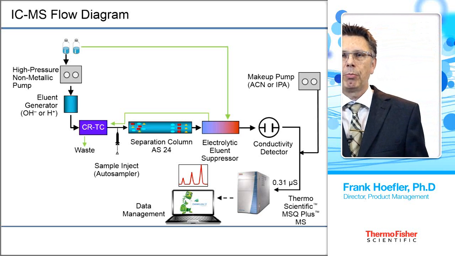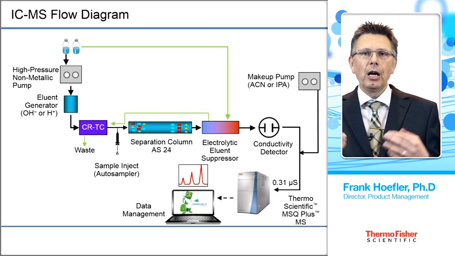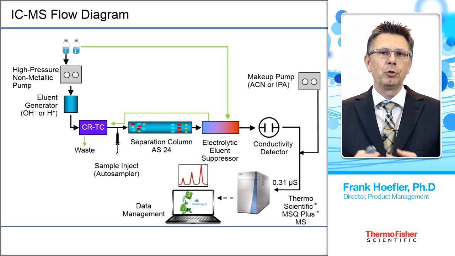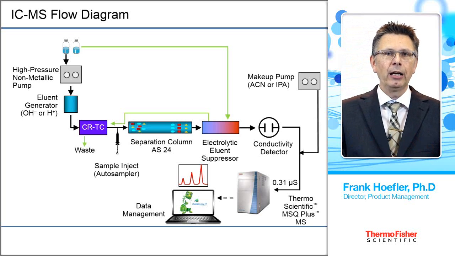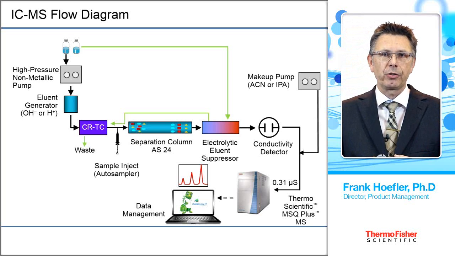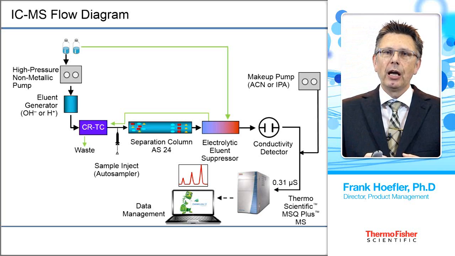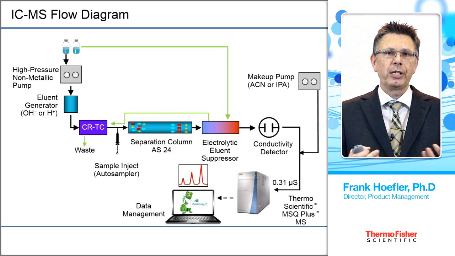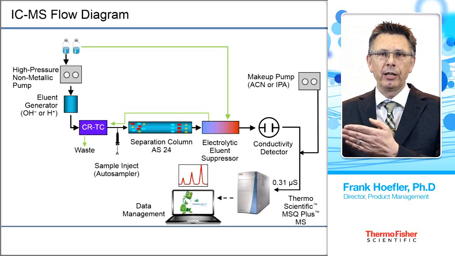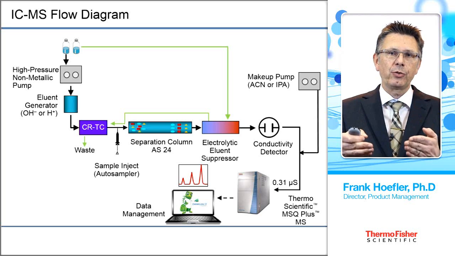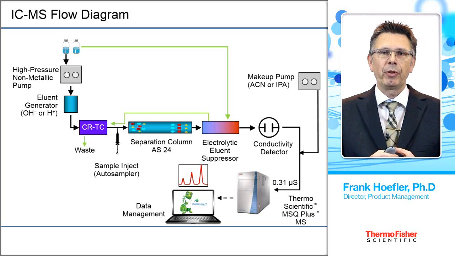After the separation, we pass our effluent through a suppressor and convert our eluent into pure water while we convert our analytes into the corresponding acids. Those are then going through a piece of tubing and a T-piece, and we often also add in a flow of an organic solvent, which is then used to enhance the electrospray ionization process, the ESI process, which is a part of transferring our ions from the liquid phase into the gas phase and bringing them into the vacuum system of the mass spec.